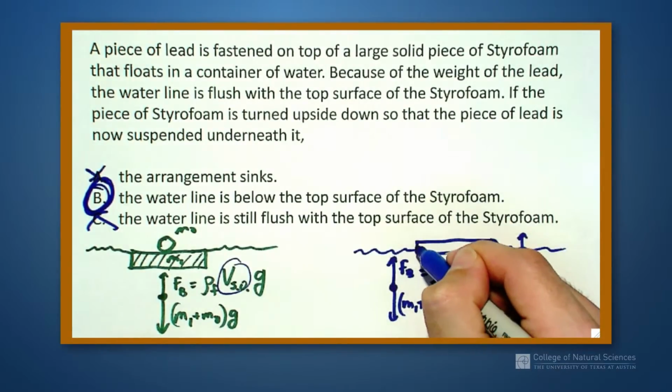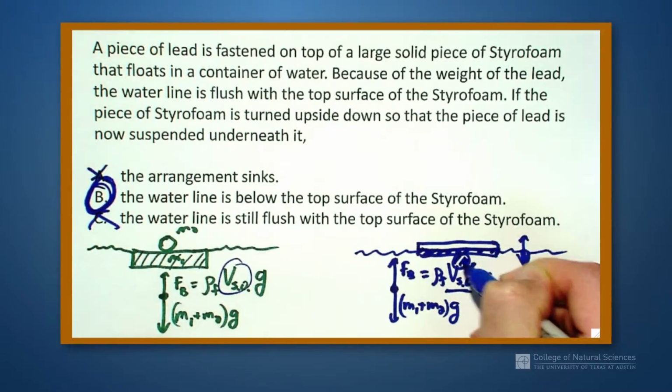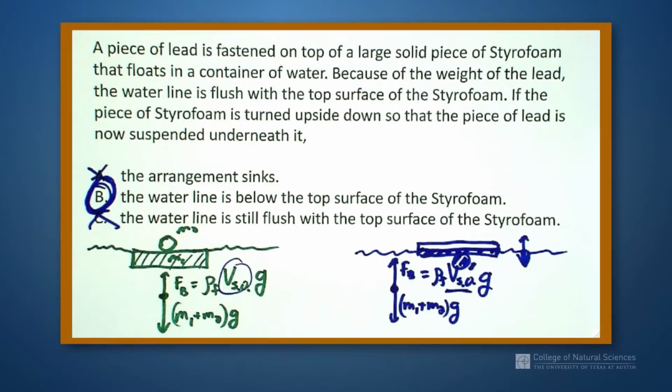Our submerged volume will be the same volume as before, but it won't be all the way up to the top of the styrofoam. It's kind of a cool little problem. It's a conceptual problem. It requires us to think and figure out what changes and what doesn't change. With flipping something over, there's another question where you drop an anchor over the side. These problems can have some difficulty with them. You've got to really think about what changed and what didn't change.